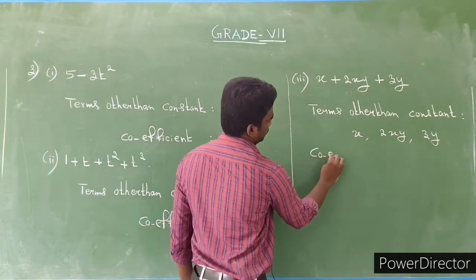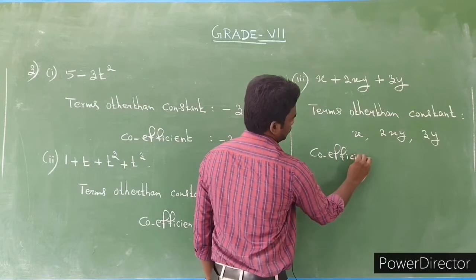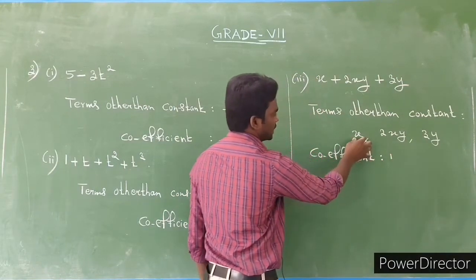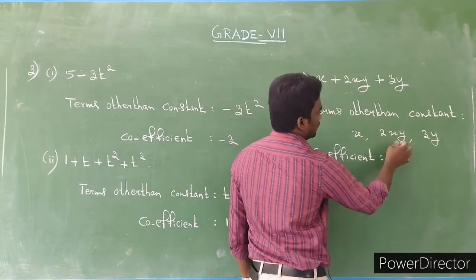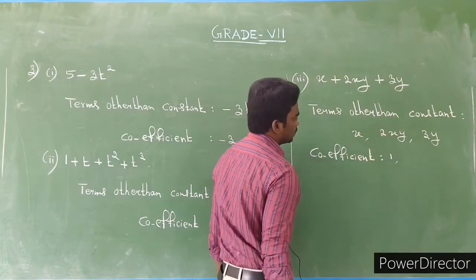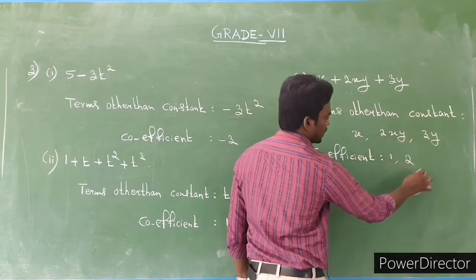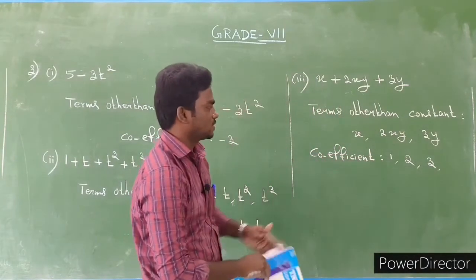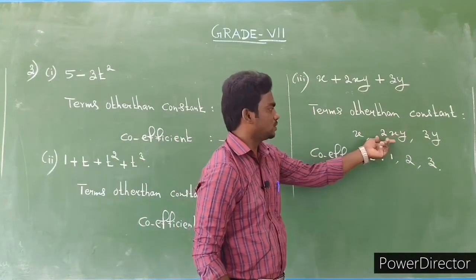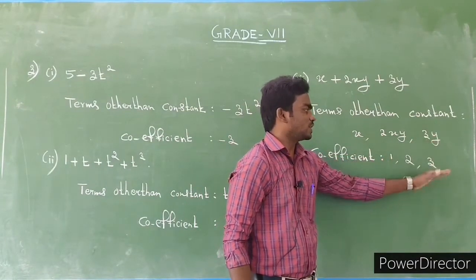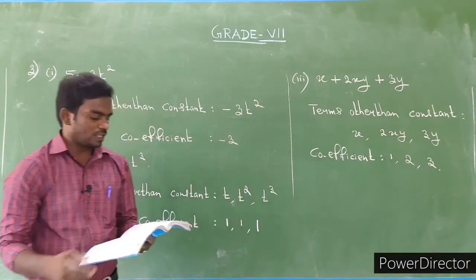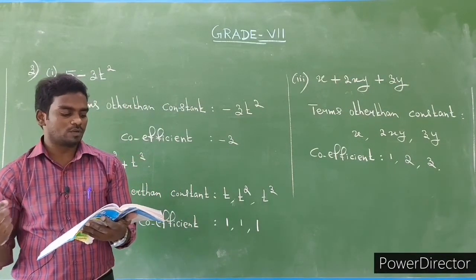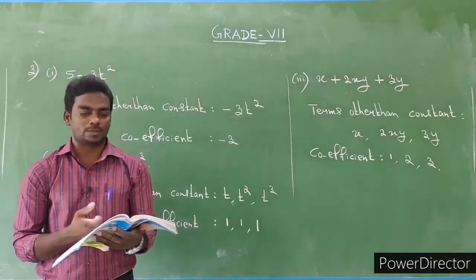So what is the coefficient here? Coefficient of x is 1, because x is multiplied by 1 time here. Next, xy is multiplied by how many times? 2 times. So 2 is the coefficient of xy. And the coefficient of y is 3. So the coefficient of x is 1, the coefficient of 2xy is 2, and the coefficient of 3y is 3. In this same pattern, the remaining questions are your homework sums. 4th to 9th are your homework sums in the third pattern.